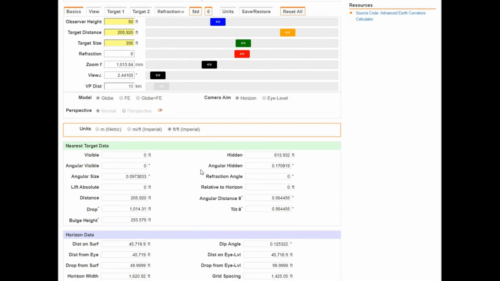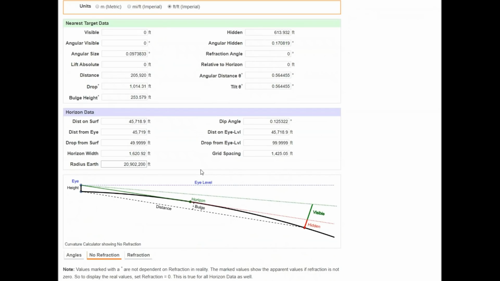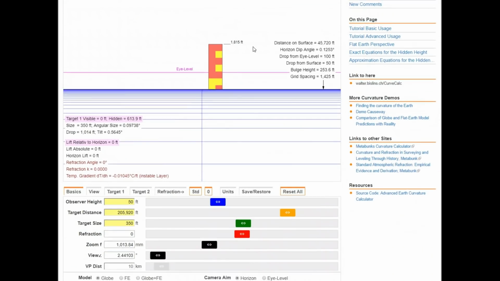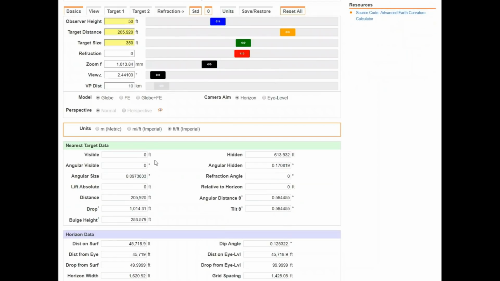And the stadium disappeared because 613 feet are missing. 613 feet of the CN Tower is obscured by the horizon. This is very clear proof that what you're seeing is the curvature of the Earth.